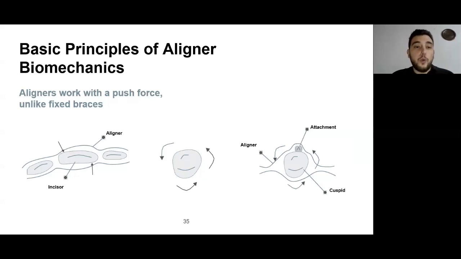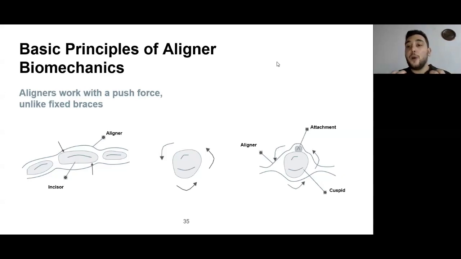So if we compare, like in clear aligners, we work with a push force, unlike the big fixed braces. We don't have the brackets. What we have is the plastic encapsulating the whole body surface of the tooth. The aligner material will flex beyond its flexural modulus, and it will want to get back to its original position, bringing the teeth back with it.